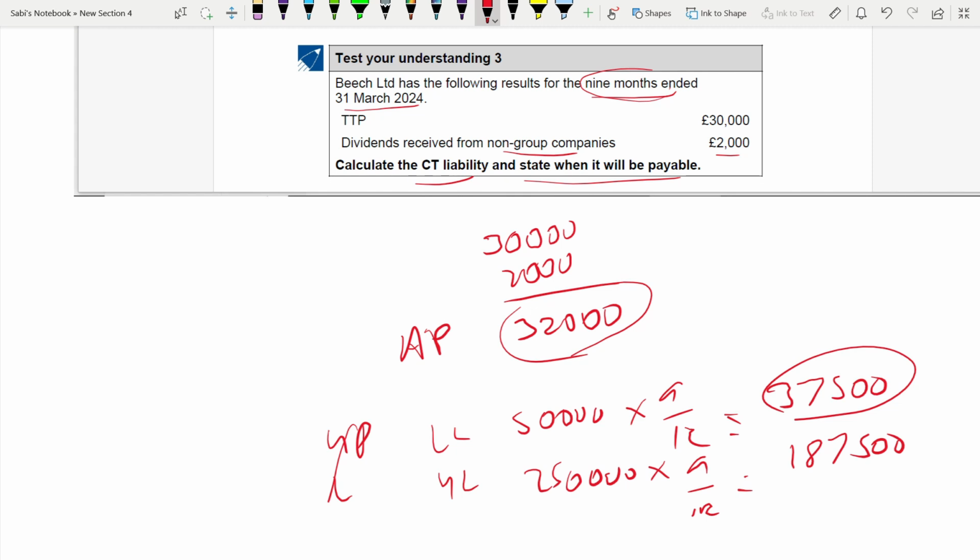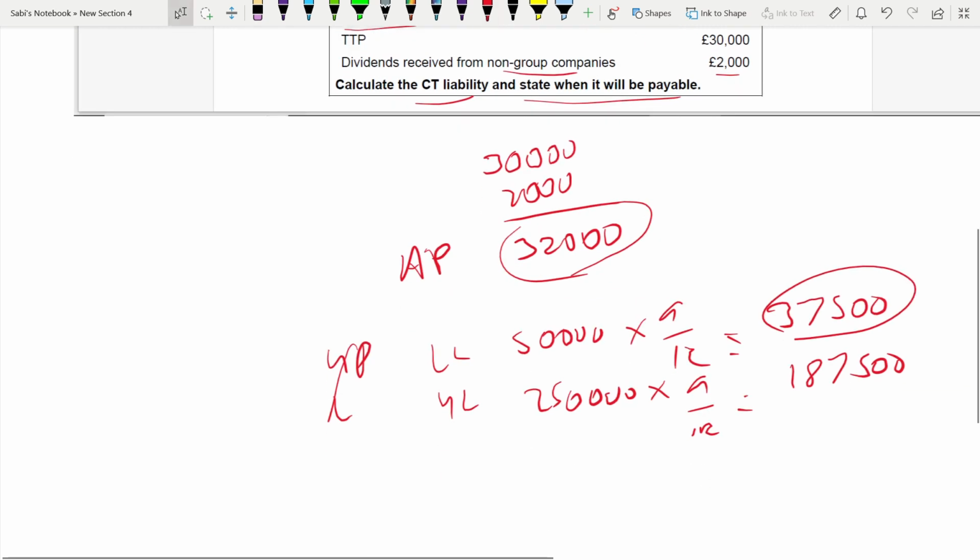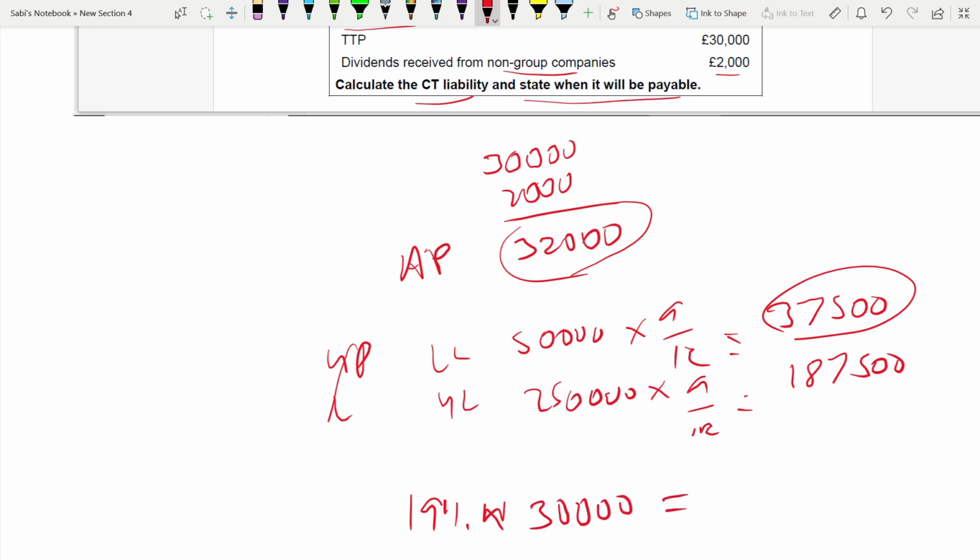Okay. Because augmented profit is below the lower limit, you will be paying tax at 19%. That is the small profit rate. Okay. So 19% on 30,000. That is your TTP, not augmented profit. 5,700.